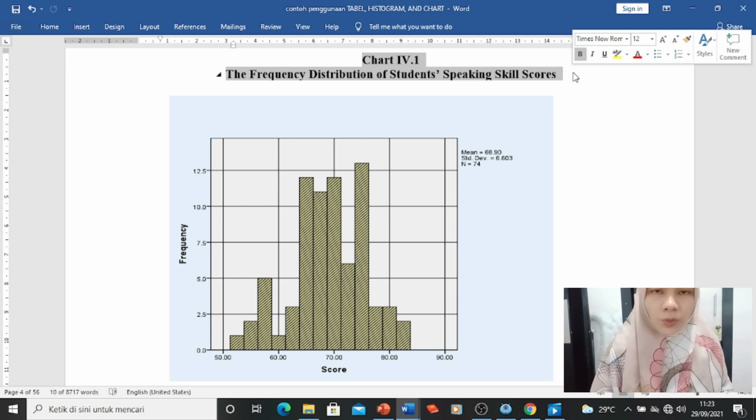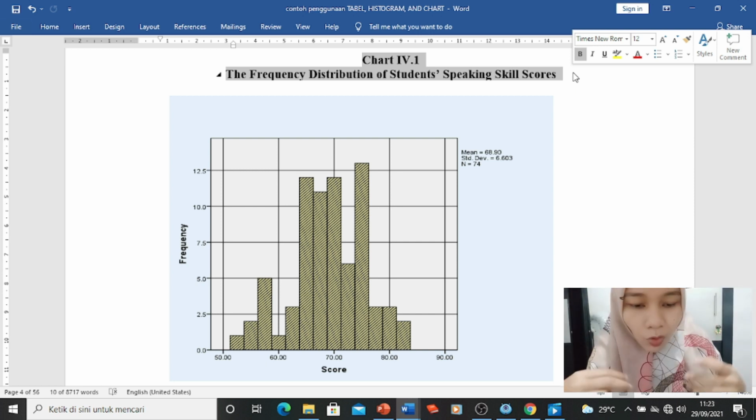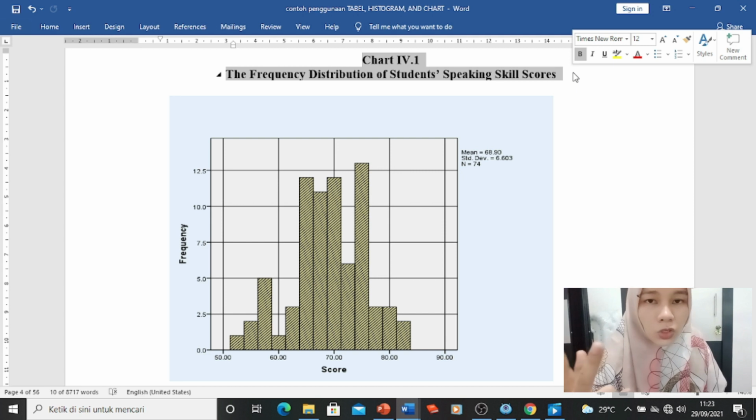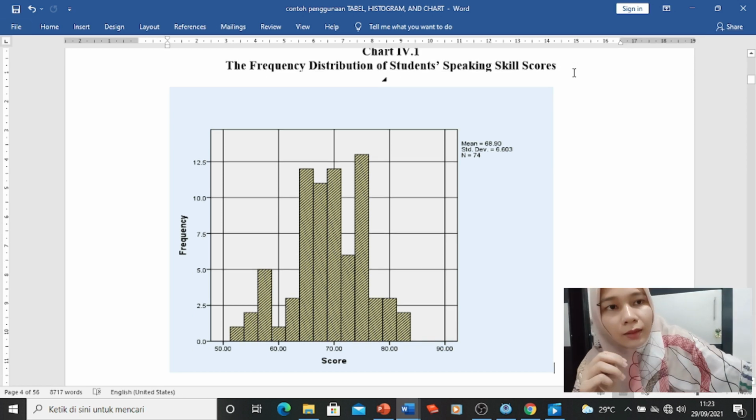It would be better if you go with the dominant one, the highest one, the lowest one. That's very much recommended for you, so that the audience is interested in your speaking, interested in your writing, and they can figure out the main information of your presentation or your writing.